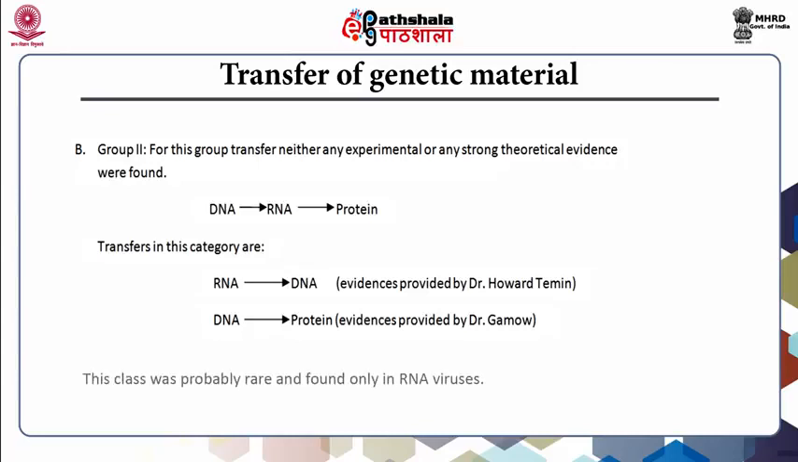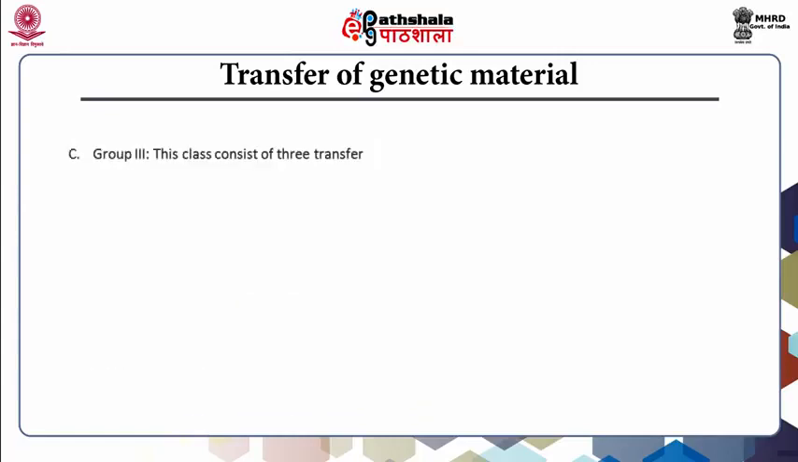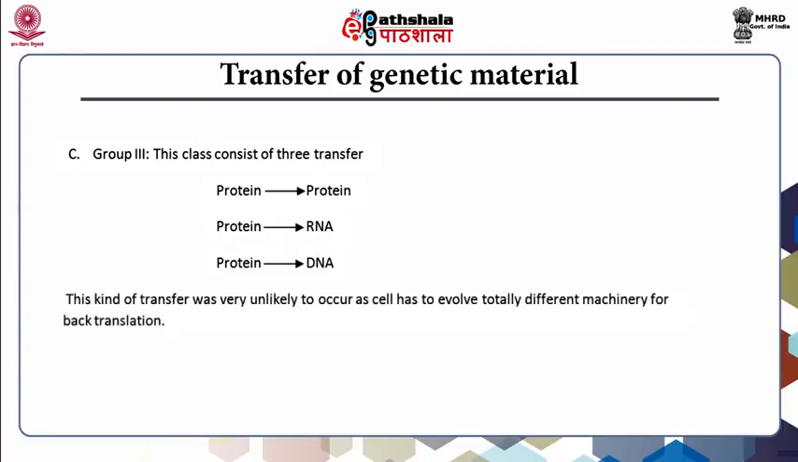Gamow. This class was probably rare and found only in RNA viruses. Group 3 consists of three transfers: protein to protein, protein to RNA and protein to DNA. This transfer was very unlikely, and for this kind of transfers, cells have to evolve a totally different kind of machinery, a kind of reverse translation, which was not anticipated.